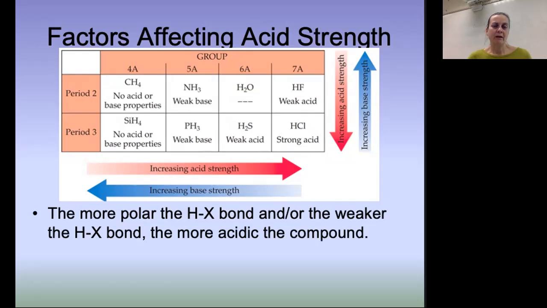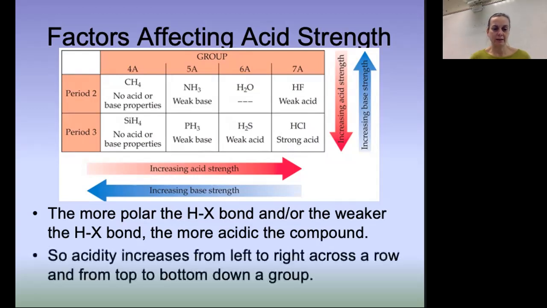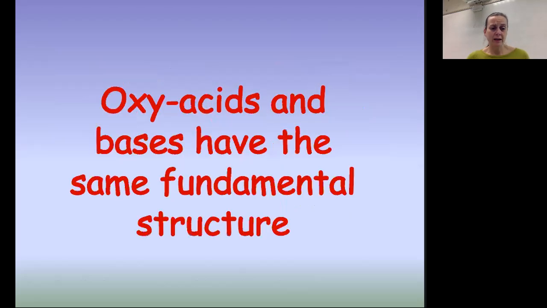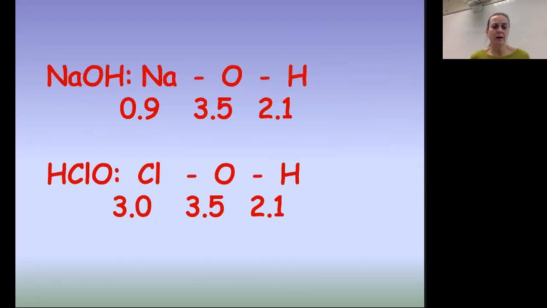What about if it's not a binary acid, if it's one of our oxy acids? The strength of oxy acids is also dependent on that electronegativity, but in a little bit of a different way. If we think about it, an oxy acid and a base have the same fundamental structure. If we look at sodium hydroxide, we have a sodium attached to an oxygen attached to a hydrogen. If we look at hypochlorous acid, we have hydrogen attached to oxygen attached to chlorine.